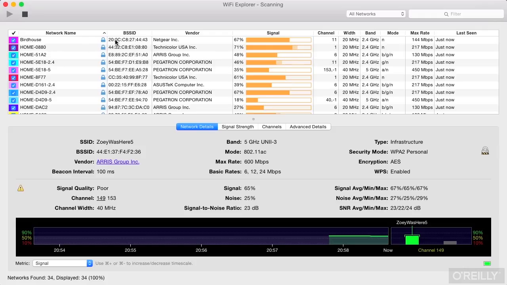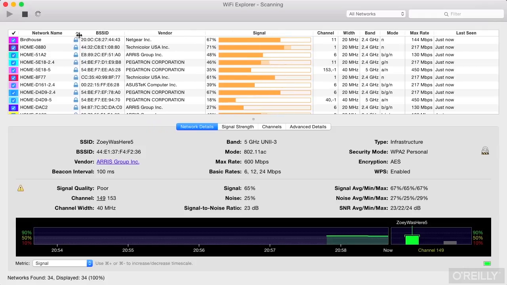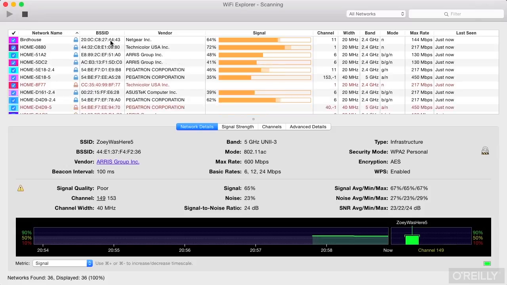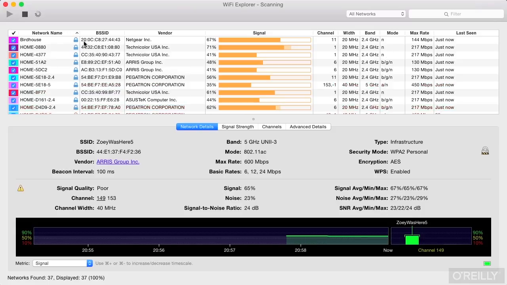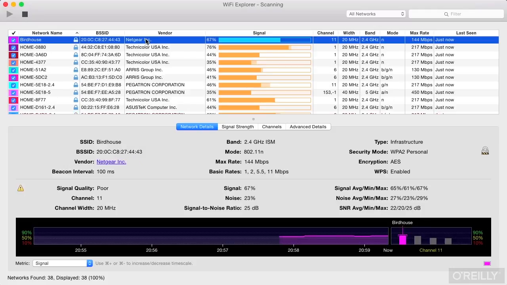So we've got the network name. Let me just bring this over here. We've got the BSSID, or the base service set identifier. I've got the name of the vendor, which of course we can determine from the BSSID, which is the MAC address. The first three octets of this is the organizationally unique identifier, or OUI, and that gives us the vendor name because each vendor has their own OUI there.